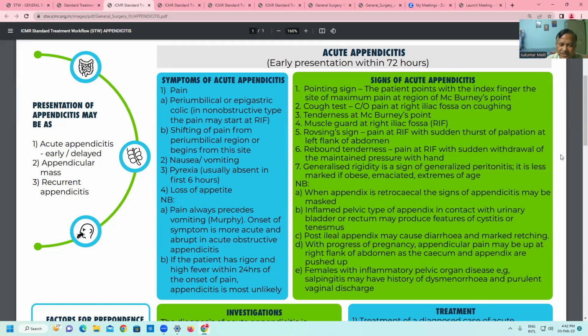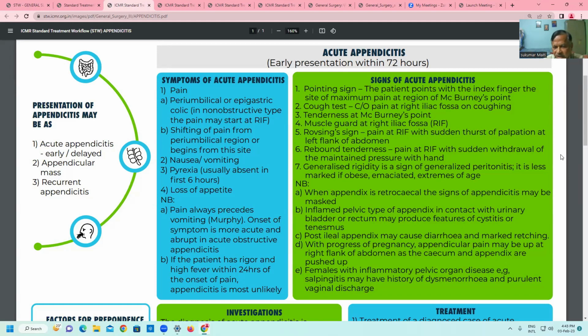particularly if it is associated with the Murphy's sign. And in Murphy's sign, we must remember that pain always precedes vomiting. Pain, vomiting, temperature always come in sequence. And temperature is not an early symptom. If there is the symptom of pain associated with pyrexia or chill and rigor, we should think something else. It may not be appendicitis. Mainly, we should think in favor of urinary tract infection.